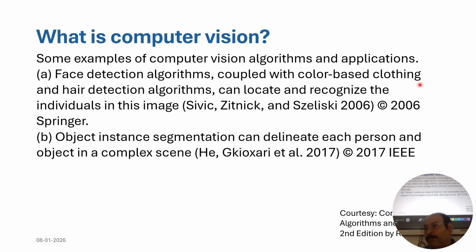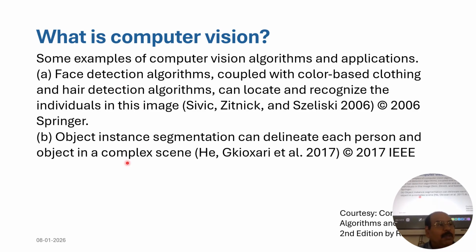We learn about different algorithms that are used for identifying color-based clothing. Then hair detection algorithms: how many of you have long hair, or how many of you have no hair, and so on. All these things can be determined by using some kind of algorithms.